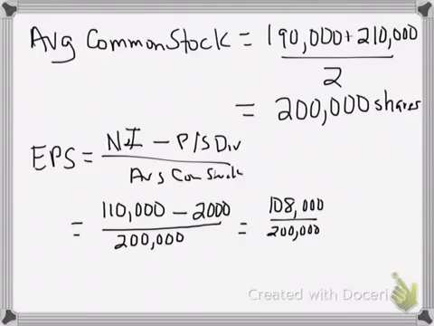So when I look at all of this math, I get 108 over 200, and that is going to give me 54 cents. So my earnings per share is going to be 54 cents. And now realize that is per share. So it's 54 cents per share is what I'm going to be looking at with my earnings per share. So that would be how I would calculate that.